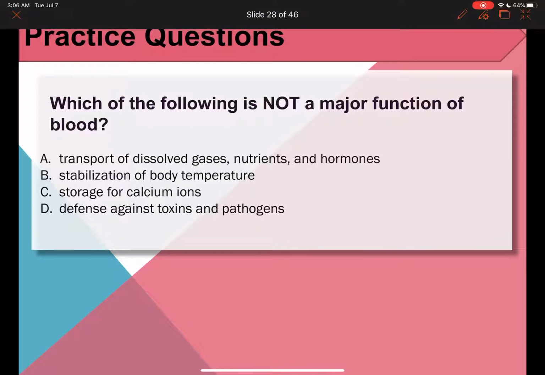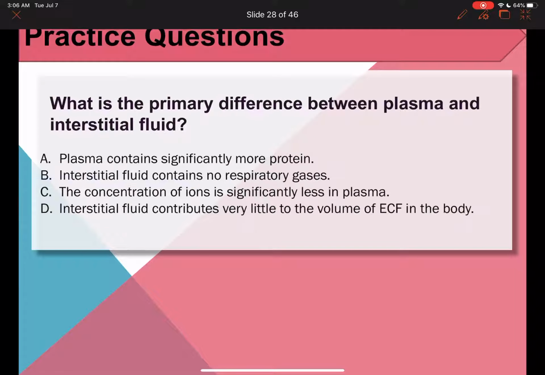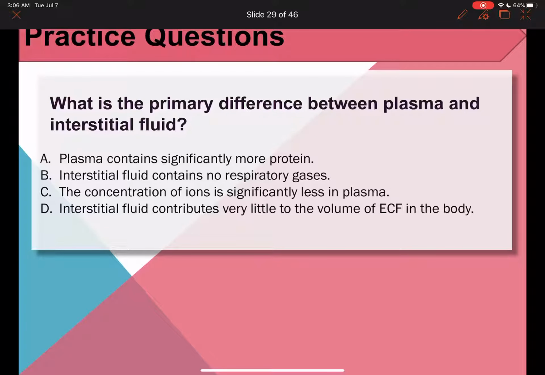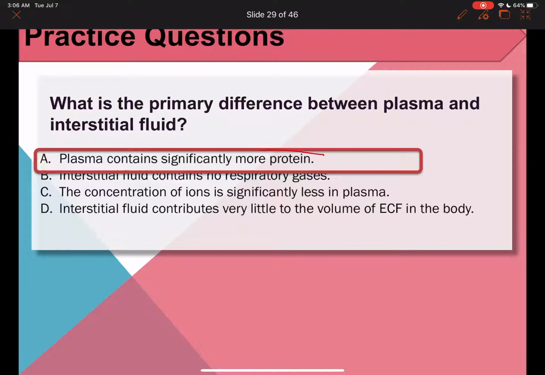Okay, which of the following is not a major function of the blood? They do not store calcium ions. Everything else they do. What is the primary difference between plasma and interstitial fluid? Plasma contains significantly more protein than interstitial fluid.